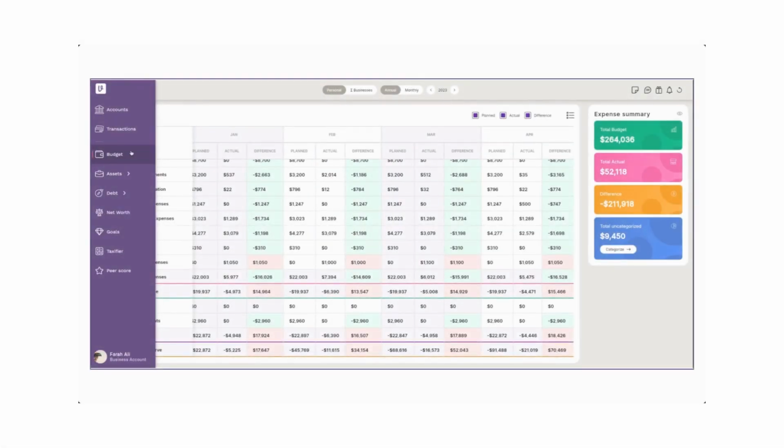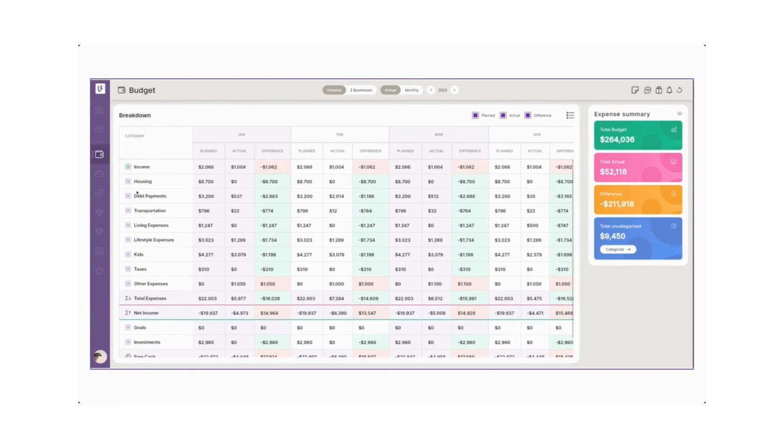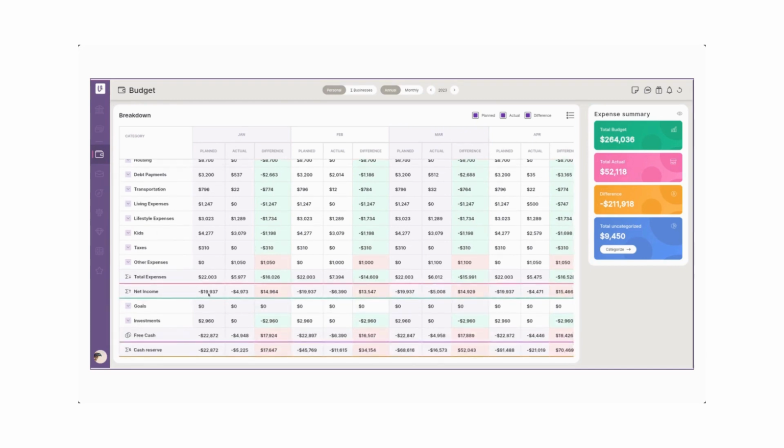Now let's revisit the budget page briefly. To manage your budget effectively, you start with your income at the top and list all your expenses. Calculate your net income, and hopefully, it's a positive number.